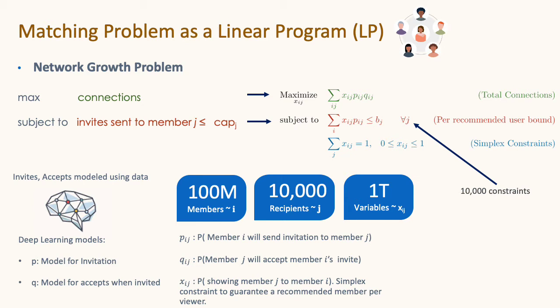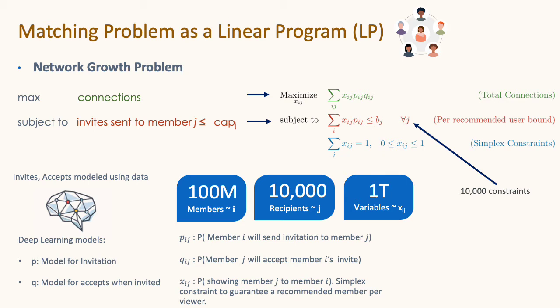The variable of interest X now represents the probability of showing member I to member J. Note that since this is a ranking problem, we must show at least one recommended member to every viewer, which gives us the blue simplex constraint. Looking at the scale of this problem, as before we have 100 million members, but we now consider 10,000 member groups or cohorts that we want to set constraints on. And this gives us a total of 1 trillion decision variables.